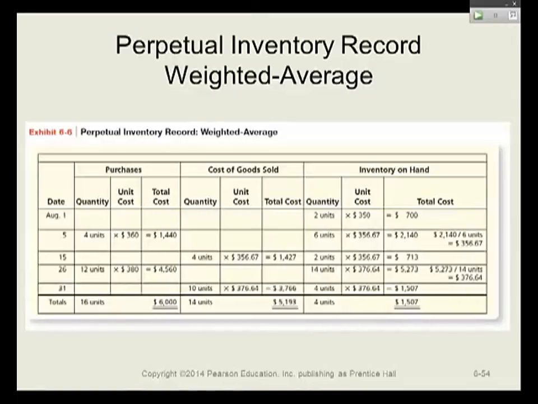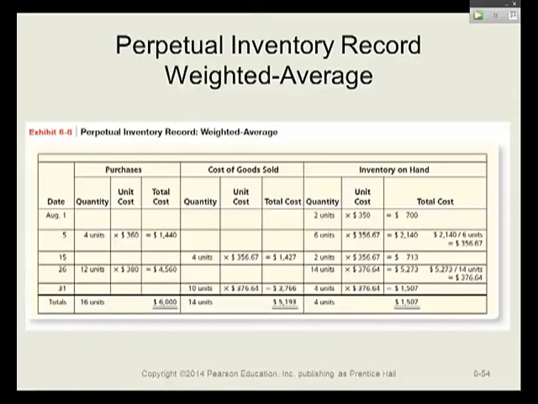So I started out with an average cost of $350. I now have an average cost of $356.67. Now, that average cost is used to value the cost of goods sold. Remember we said at the outset today that what we need to do is value ending inventory and cost of goods sold. So now we've got $356.67 as your unit cost. When you sell the inventory, that's what we use for cost of goods sold.